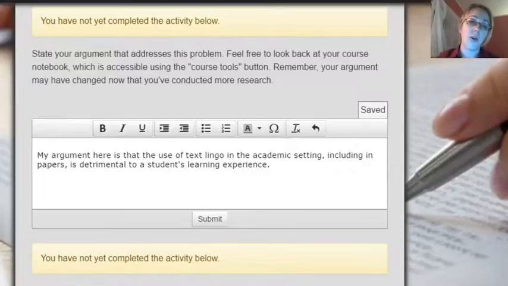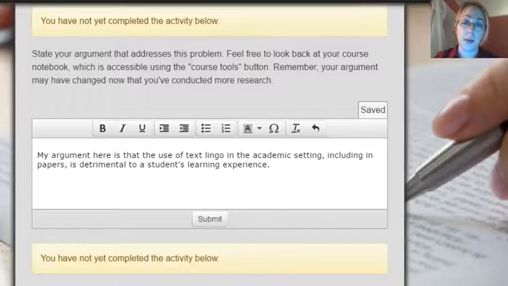The next one is, state your argument that addresses this problem. Now, this is something that we've been working on throughout at least the last two assignments: focusing and honing that problem that we are exploring, focusing our argument specifically about that problem. So you can feel free to look back at your previous assignments and maybe look at my comments and see if we tried to work it out a little more, hone it down a little bit more.